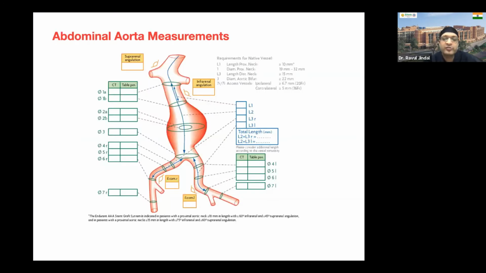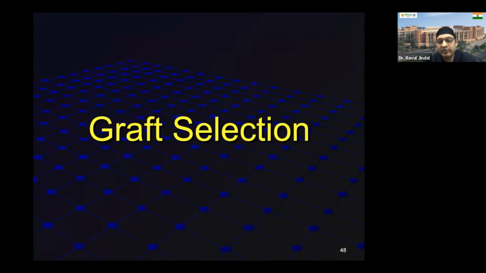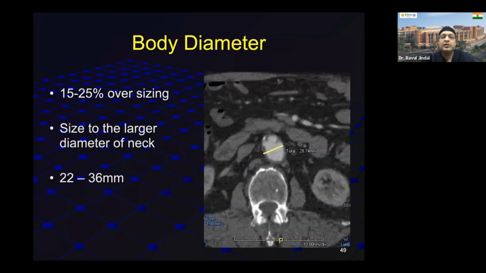This is how the measurement chart is there. We note down all the diameters and the lengths and decide about the length of the stent and the sizings. When we select the graft, let's say the body diameter over there is 28, then we need to oversize it by around 20%. So we will add approximately 4 to 5 millimeter to it. So the device which we should use in this case should be around 34 millimeter size device on the top. The diameter of the device should be around 34 millimeter.